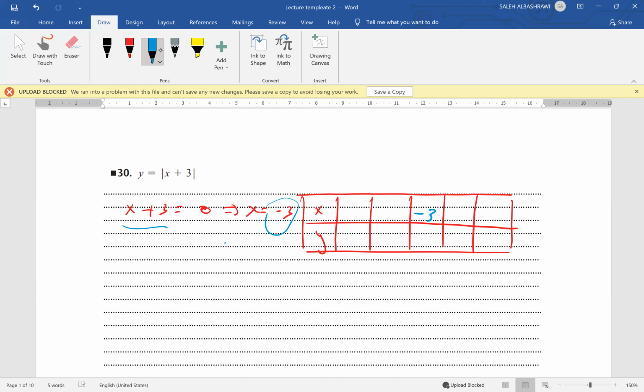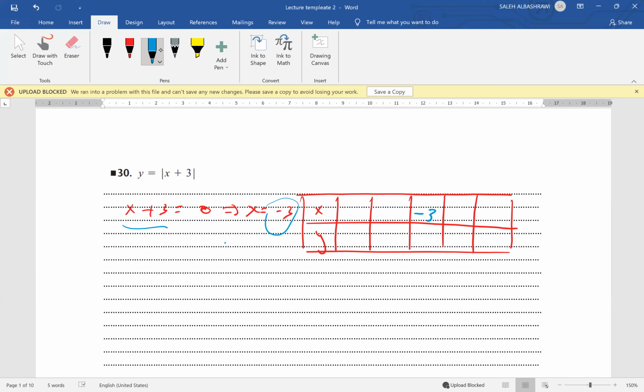Then I will choose values less than minus 3. These are minus 4 and minus 5. Again, because I have absolute value, find the 0 of what is inside the absolute value. That will be minus 3. Then take values less than that number and greater than that number. I can take minus 2 and minus 1. Now find the values of y.